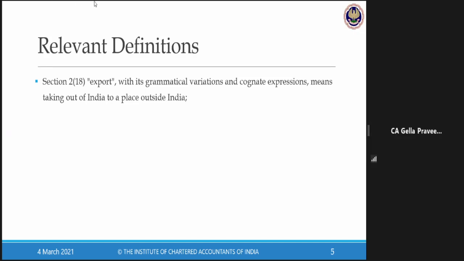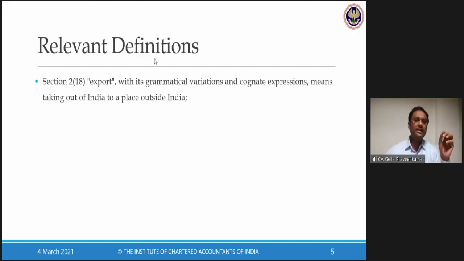Now, this particular export, with its grammatical variations, says that wherever the material has to be exported, the material should have gone out of India, should be taken out of India. Now, it is not sufficient. If the material has crossed the customs frontier, but within India, within territorial waters, the material has sunk, can we say it is exported out of India? This is what we need to understand. I'm not touching case laws. I'm not touching the provisions. From customs law, when we deal, please keep a watch on how we will interpret this particular definition.